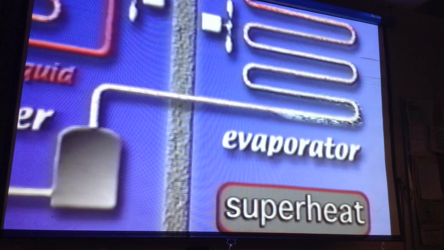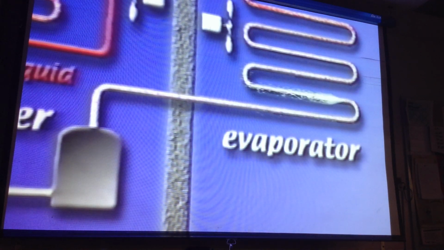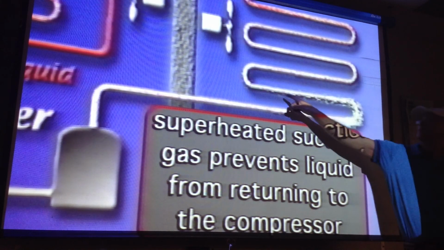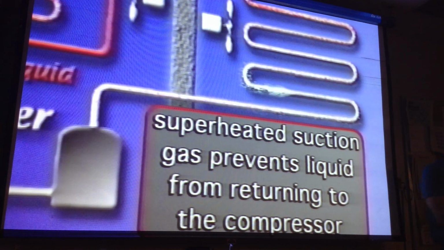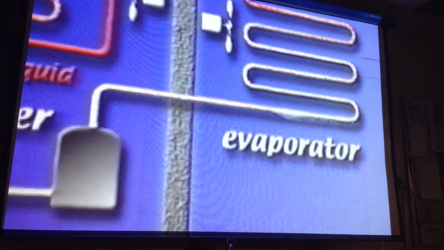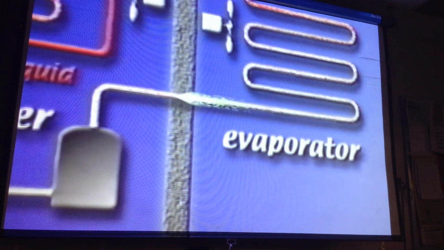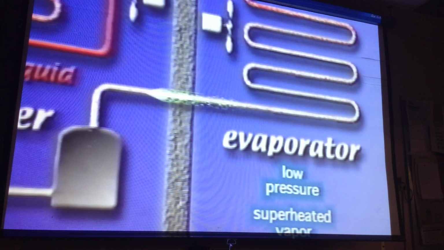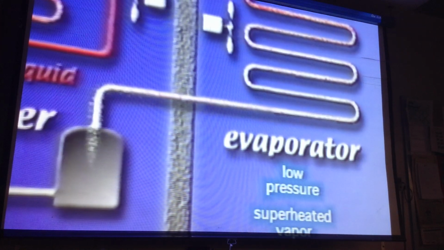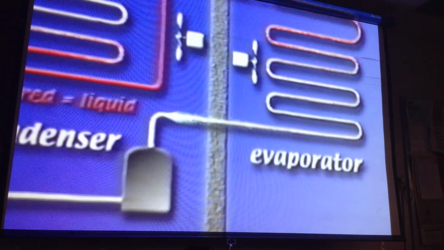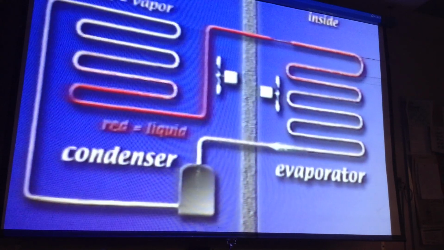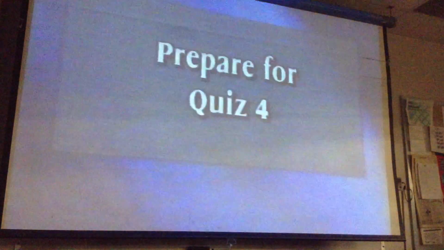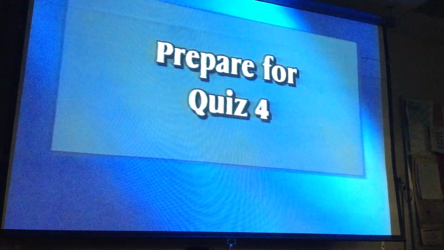Superheating occurs in the last section of the evaporator and prevents liquid from returning to the compressor through the suction line, potentially causing damage. The refrigerant leaving the evaporator enters the suction line as a low-pressure, superheated vapor and returns to the compressor to begin the cycle again. Prepare for quiz 4.